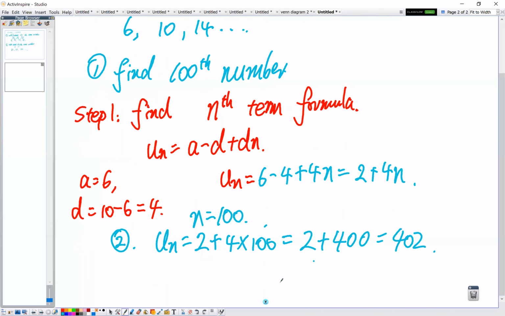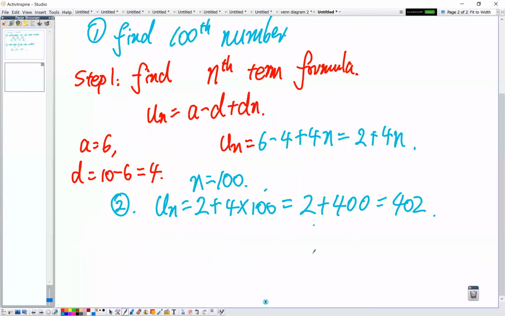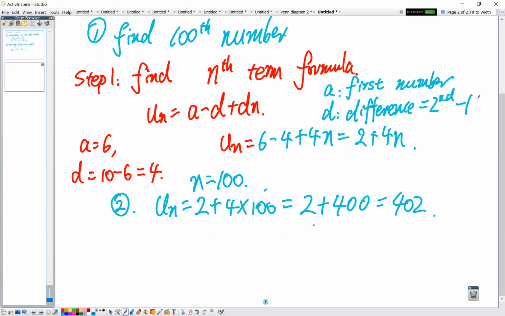Now let's move on. Can you please bear this in mind? Let me write this down. A represents the first number. D represents the difference. The difference stands for the second number take away the first number. Bear this in mind. So we look at the next one. It's the second number take away the first number. Look at this one here.